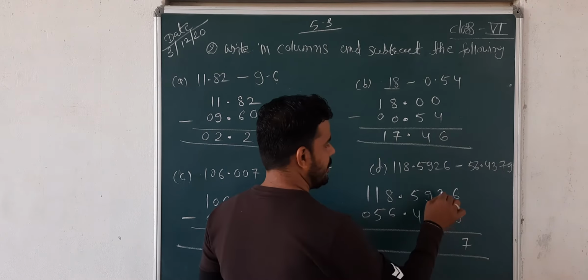62.1547. So this is the way to write in the columns and afterwards subtract the following decimal numbers. Take a screenshot and write it in your notebook.